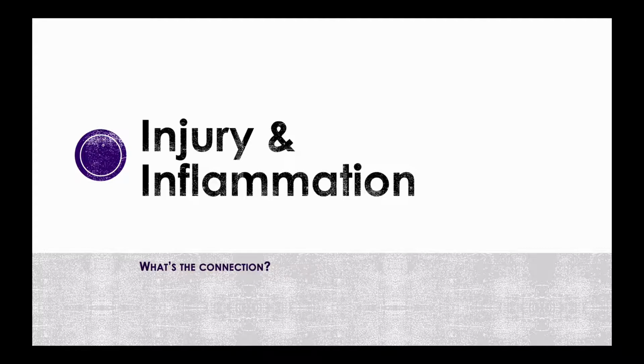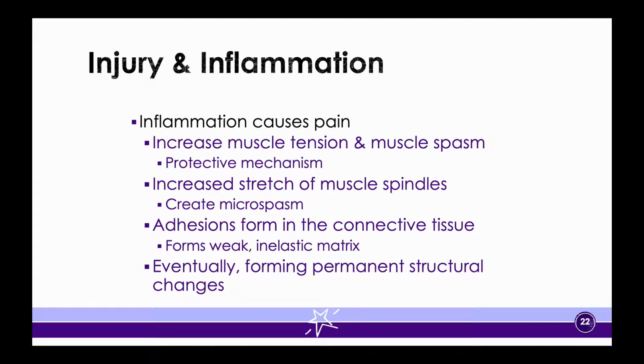All right, so we're going to take it home now with injury and inflammation and talk about what this connection is. What is the connection between injury and inflammation, and how does that lead us into our corrective exercise continuum, starting with inhibition and lengthening? So injury and inflammation will cause pain, right? We have all of our bradykinin molecules, all of our prostaglandins that are causing the pain stimulus to happen.